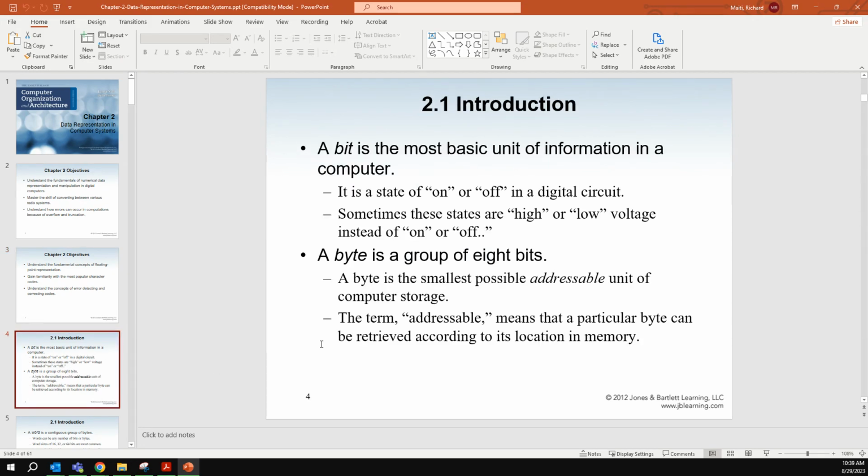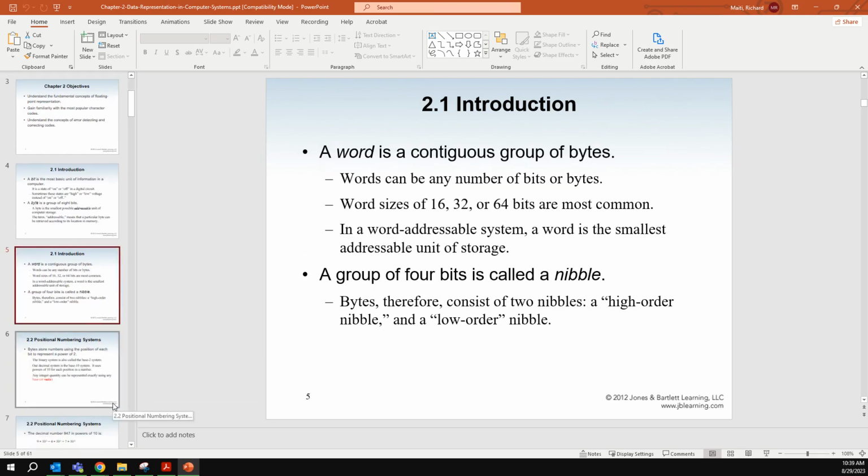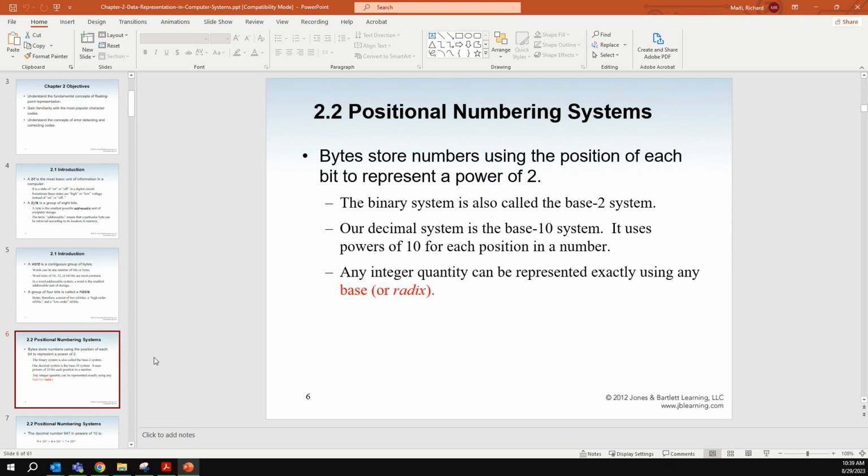So we know the most basic unit, the bit, is basically on and off. And then the byte is a group of 8 bits. A word is a group of bytes, so it's 16, 32, or 64 bits, which are the most common. A group of 4 bits is called a nibble. So bytes store numbers using the position of each bit to represent a power of 2. So base 2. Our decimal system is base 10.